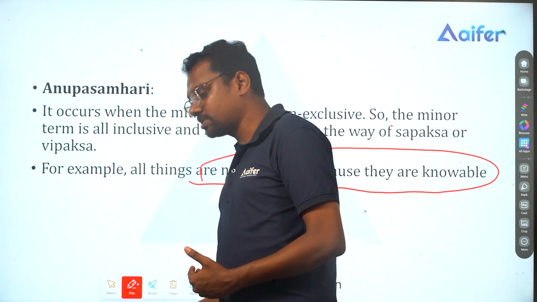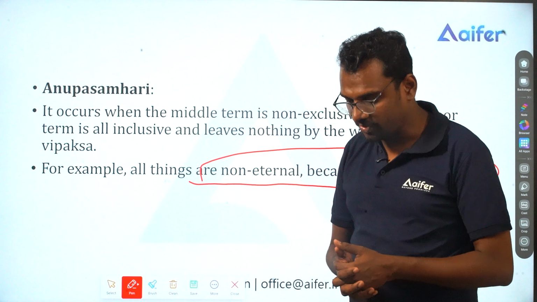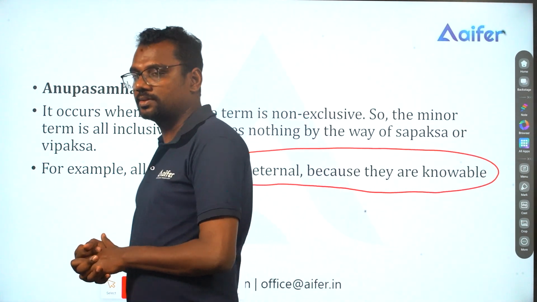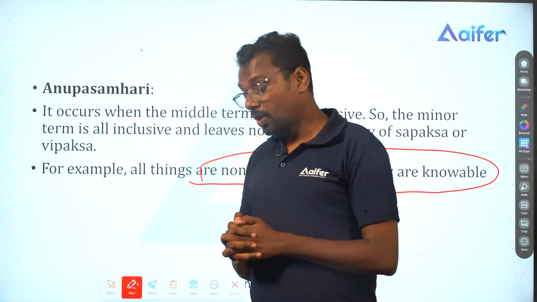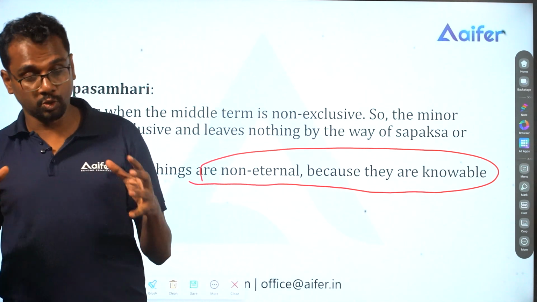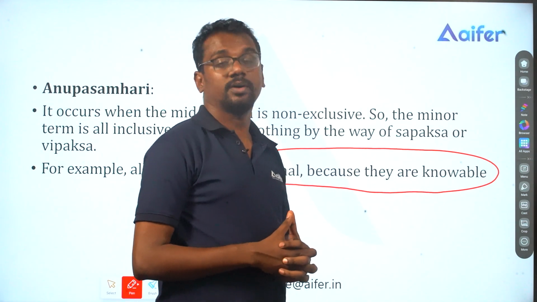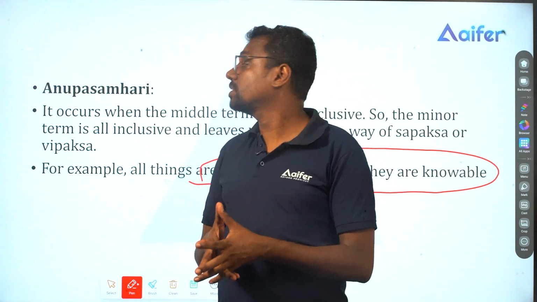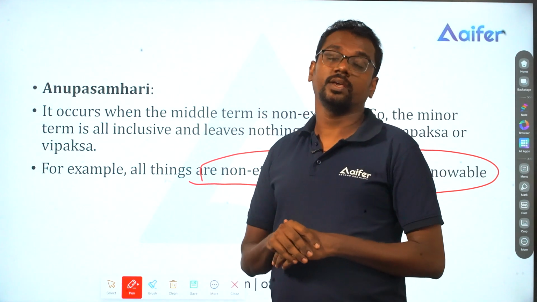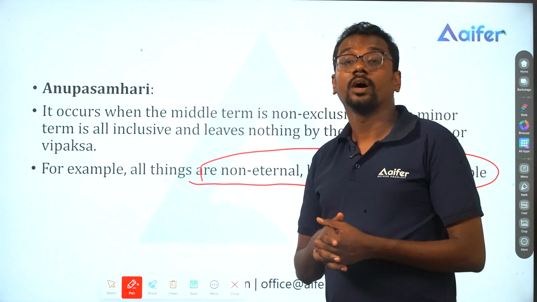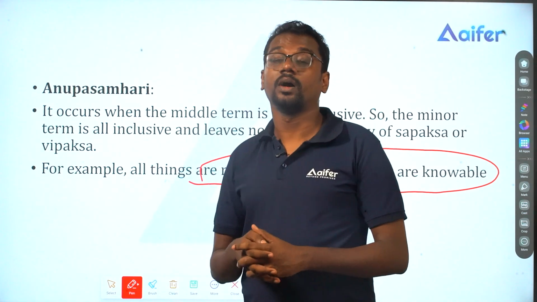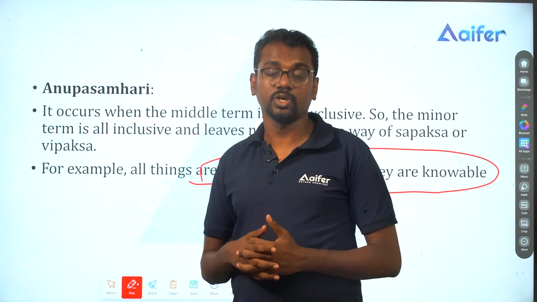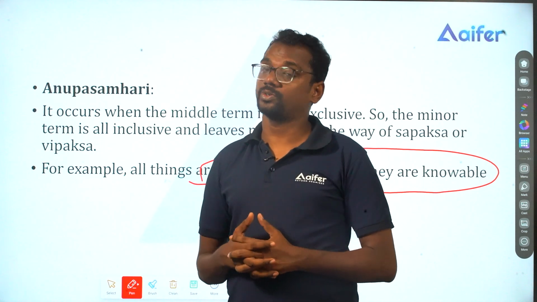So this is the basic aspect of Savyabhijara or Anaikhantika, the classification: Sadharana, Asadharana and Anupasamhari. When it comes to Sadharana, the middle term is too wide in nature. When it comes to Asadharana, the middle term is narrow in nature. And when it comes to Anupasamhari, the middle term is non-exclusive. We have many more forms of Hetvabhasa or fallacies to discuss, which we will be discussing in the upcoming videos.